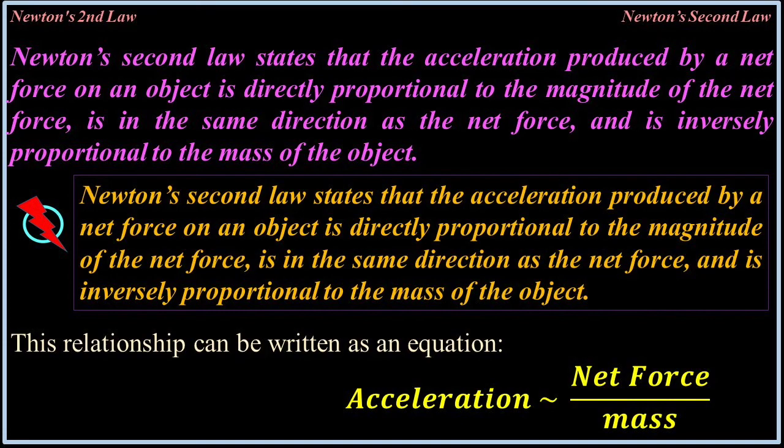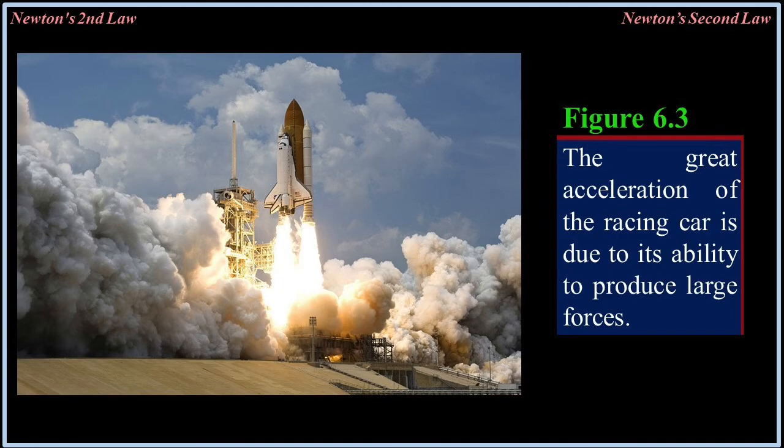Newton's second law states that the acceleration produced by a net force on an object is directly proportional to the magnitude of the net force, is in the same direction as the net force, and is inversely proportionate to the mass of the object. This relationship can be written as an equation. Acceleration is proportional to the quotient, net force over mass, or simply F equals ma. Figure 6.3, the great acceleration of the racing car, or in this case the space shuttle, is due to its ability to produce large forces.